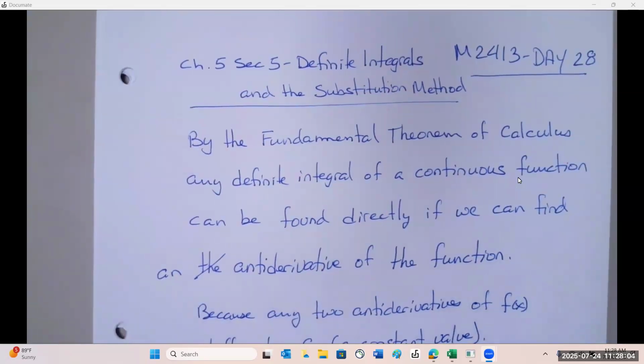Section 5, definite integrals and the substitution method. We use the substitution method, second derivative, second the chain rule. It makes it much easier for us to solve these things.